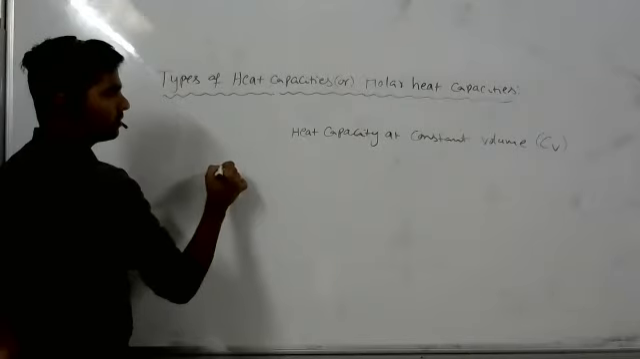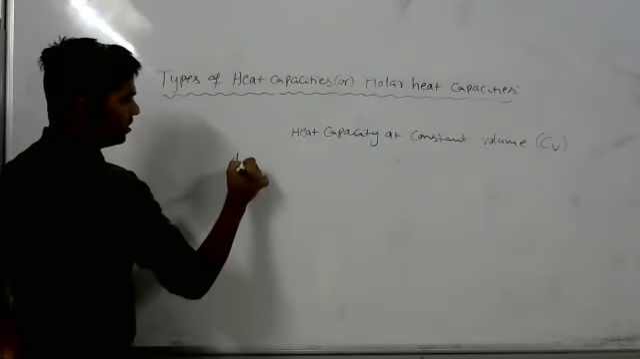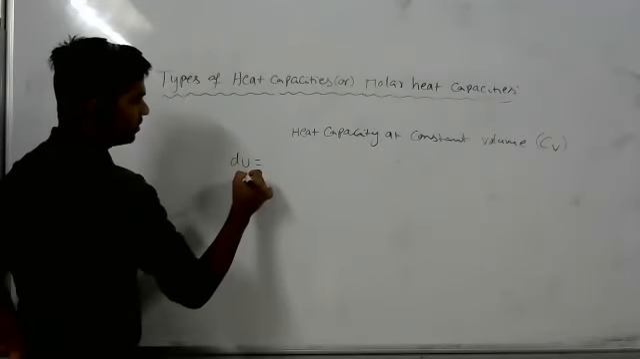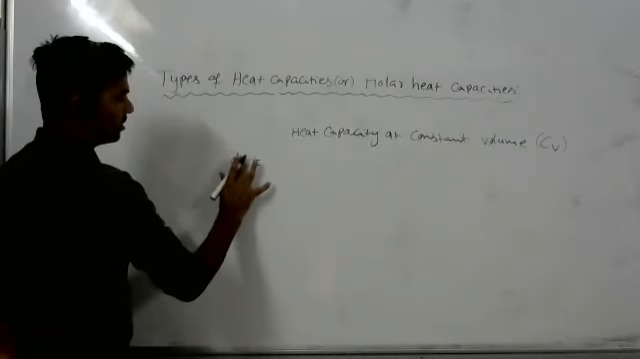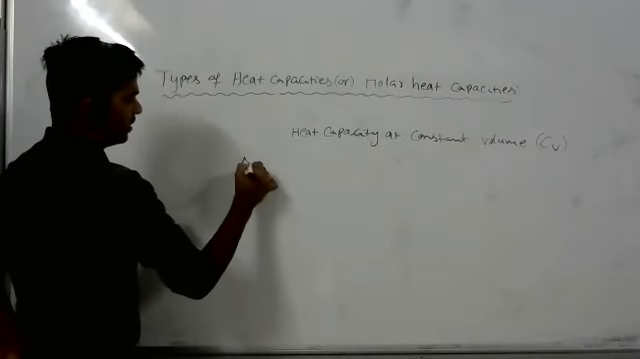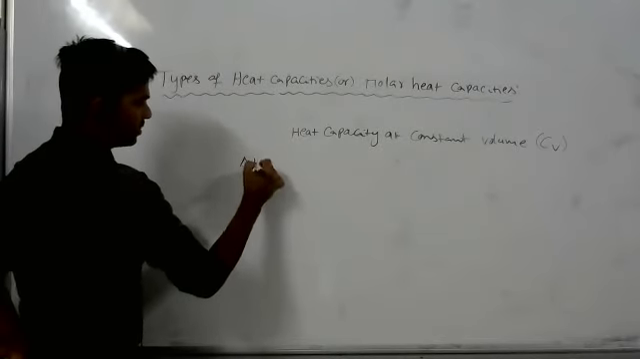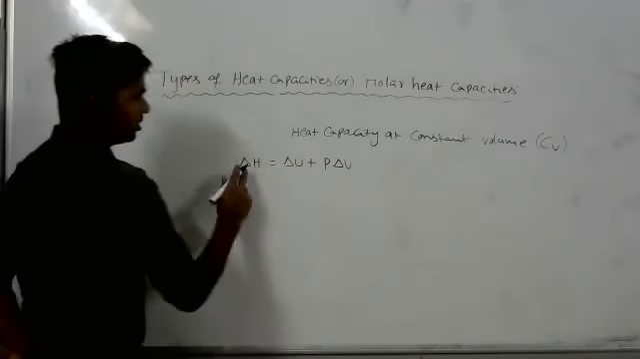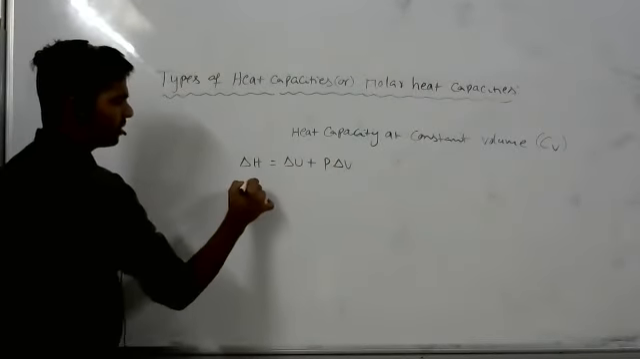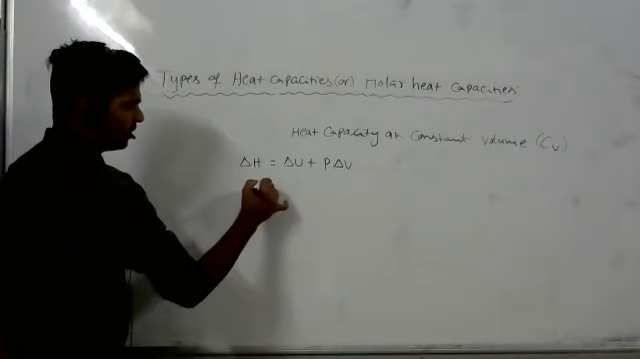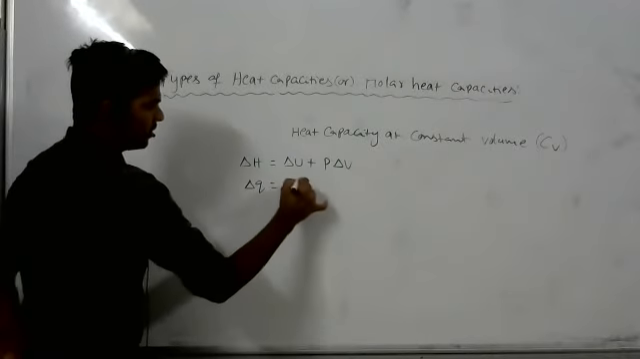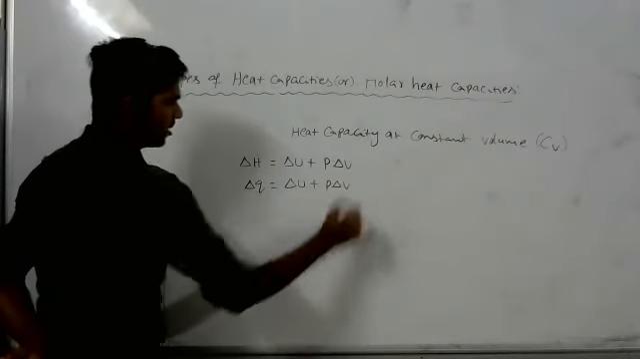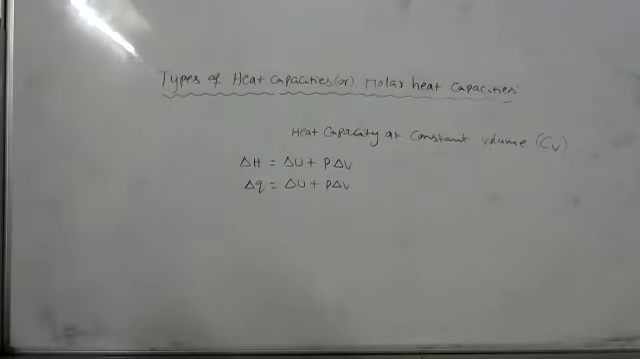So delta H is equal to delta U plus P into delta V. So instead of delta H we may now write Q, delta U plus P into delta V. Okay, we can write.